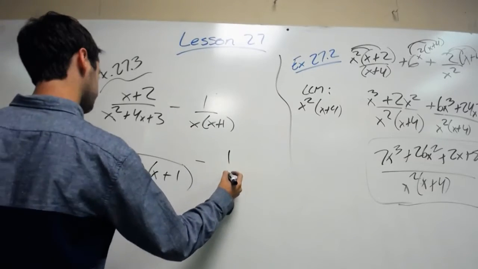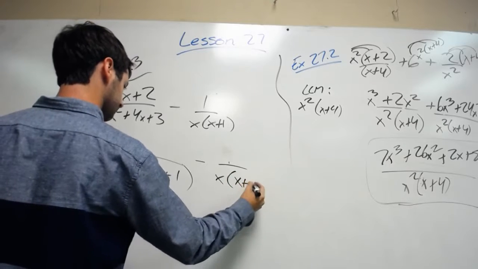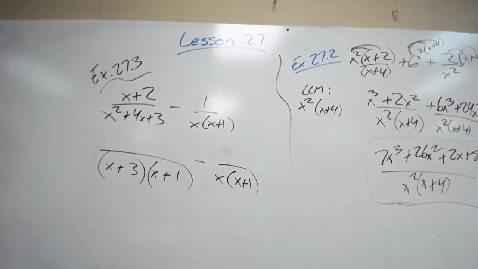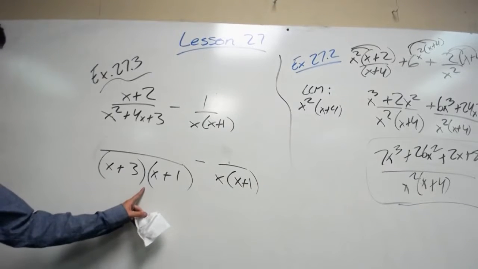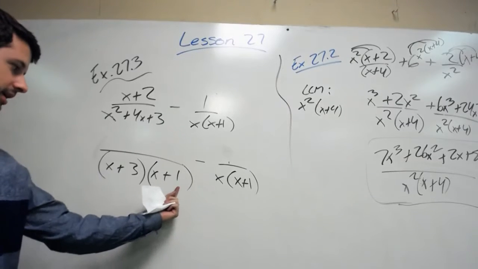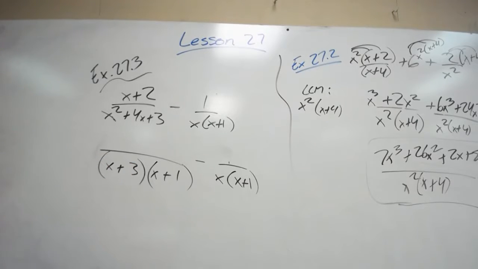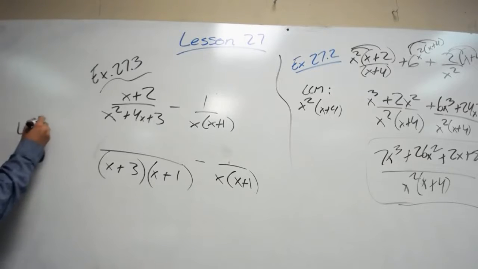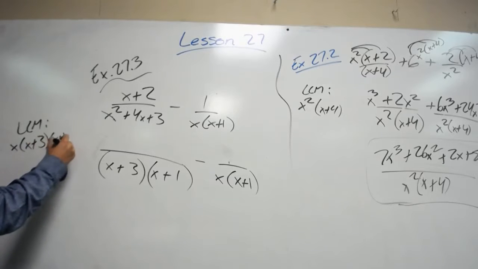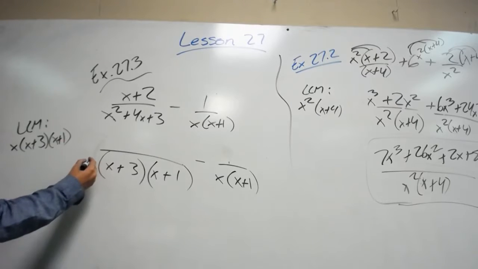And then you have minus 1, get that part. You have x over x times x plus 1. Okay, so what do we notice here? Well, all these are actually products. So if we have two of the same identities, x plus 1 and x plus 1, they can combine to be 1. So therefore, our least common multiple would actually be x times x plus 3 times x plus 1. So this one is missing the x. Add it in.